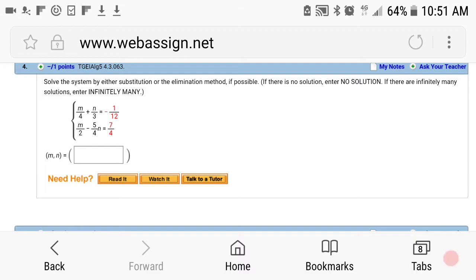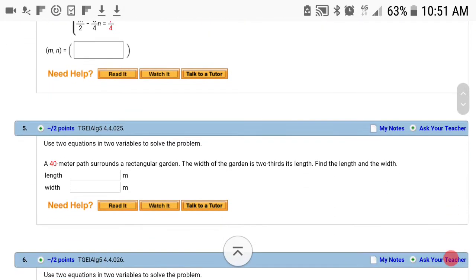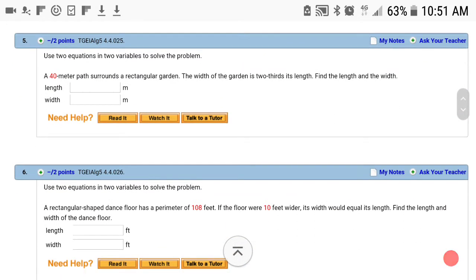So, for example, problem number 4, the first equation you would multiply by 12, and then the denominators would cancel. After you multiply by 12, you would have 3m plus 4n equals -1. And then the second equation, you would multiply by 4, the least common denominator there. That would give you 2m minus 5n equals 7. So then you would go ahead and work with those equations, which would be easier. And you see the word problems then, you'll have one from section 4.4, similar to one of these.